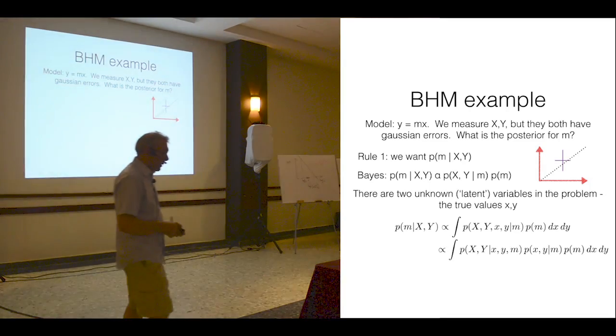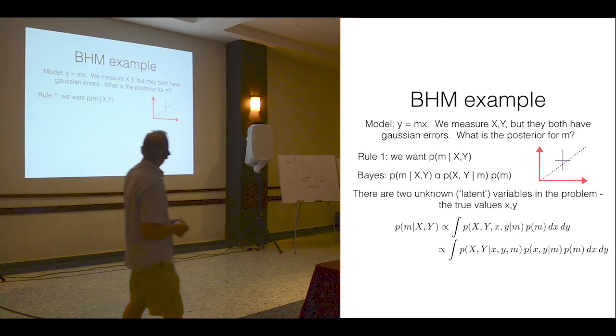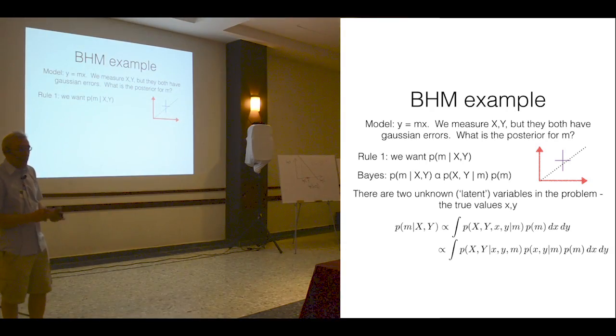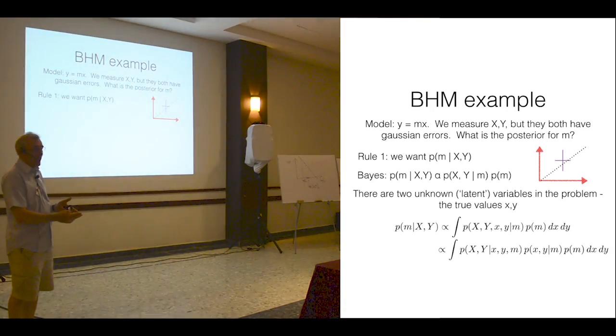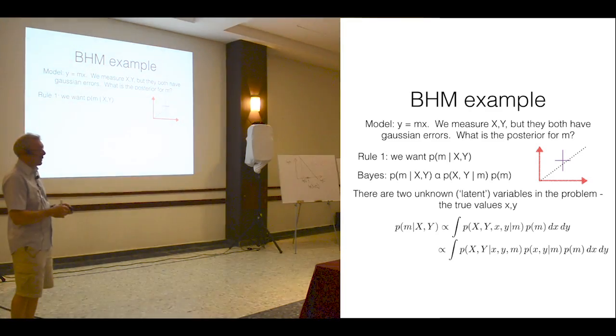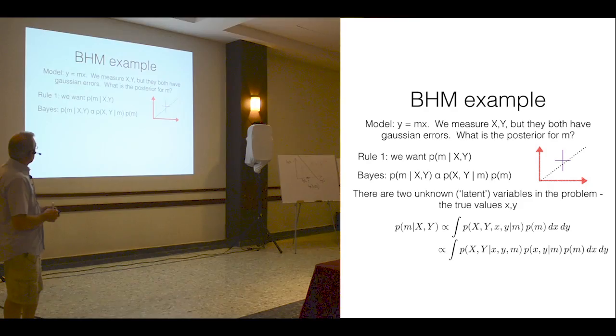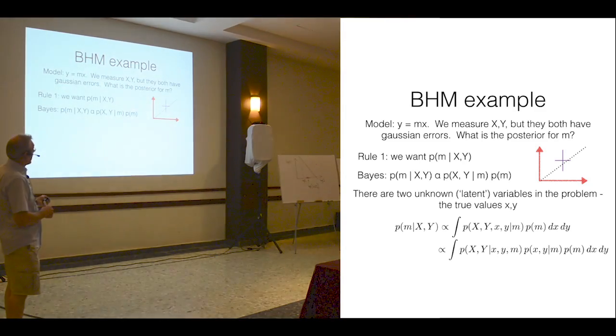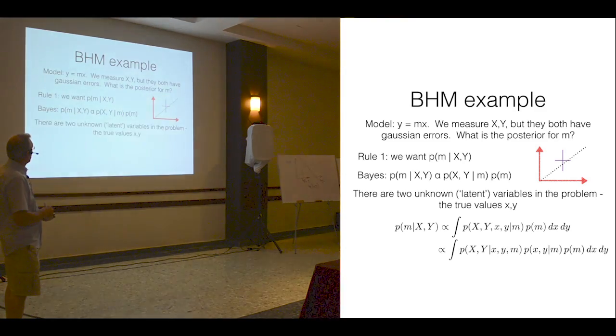So what we want is the posterior for m. So rule one, write down what you want. So given the observed values of capital X and capital Y, what is the posterior probability for the slope m? How do we do this? Well, we use Bayes' theorem, of course. Always the first step. Write it as the likelihood times the prior on m.